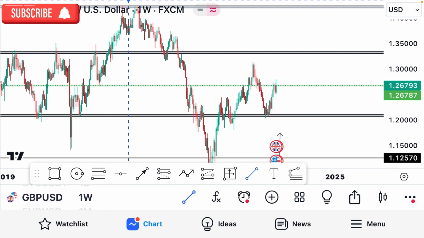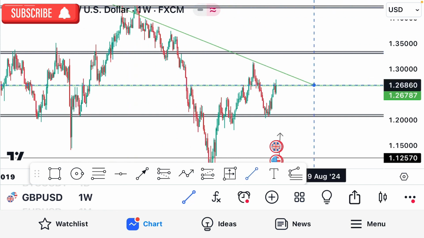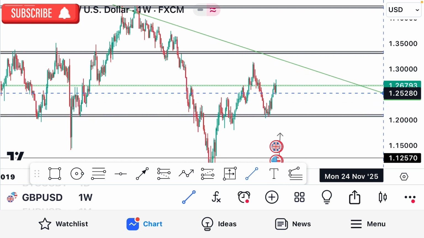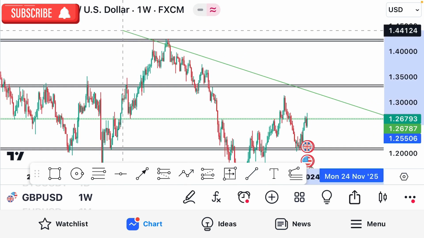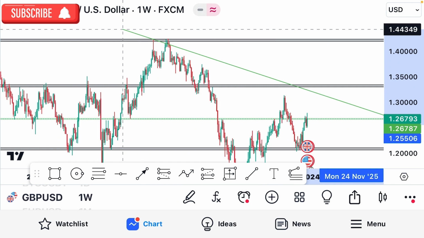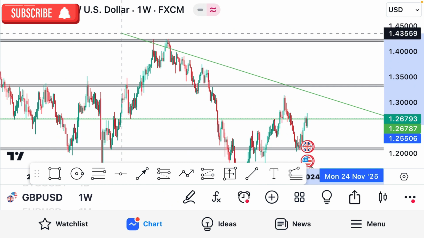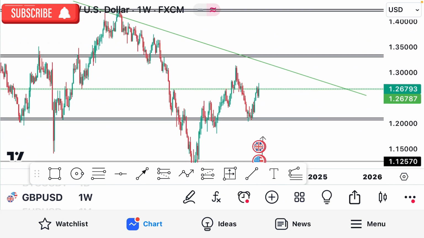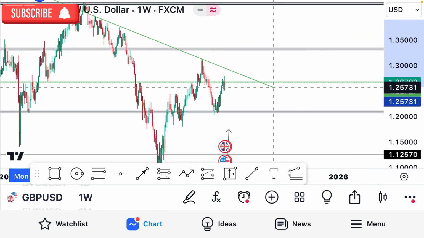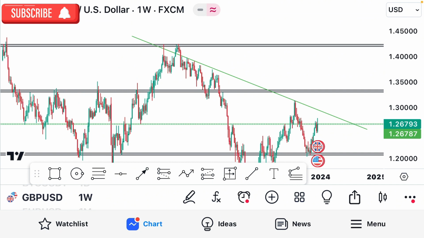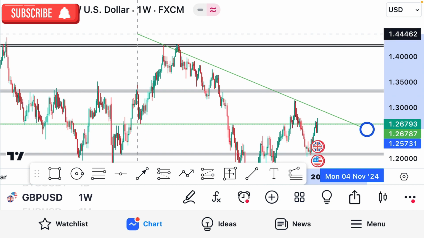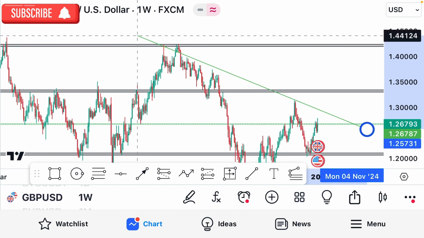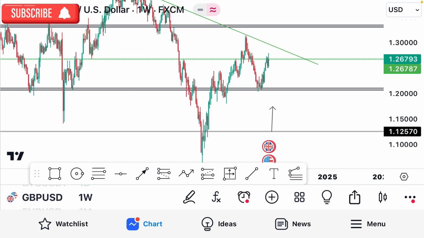This is a weekly time frame, guys, and I can see this perfect trend line on GBPUSD. Let me make the adjustment for you guys. Yep, I can see this perfect trend line on GBPUSD. Can you guys see it too? See this perfect trend line guiding GBPUSD.